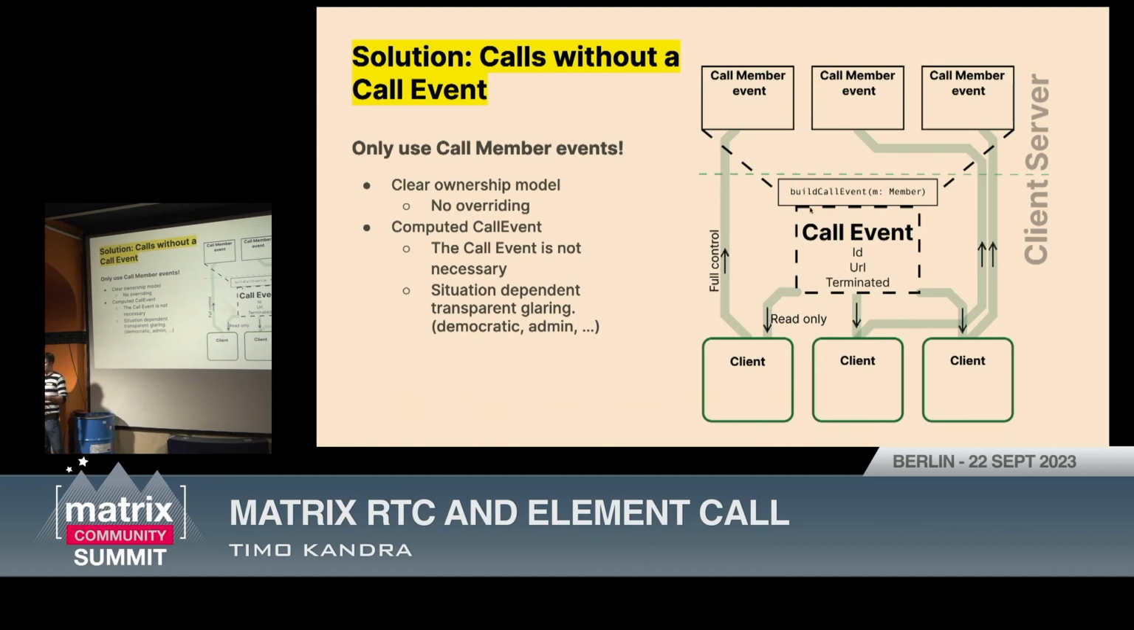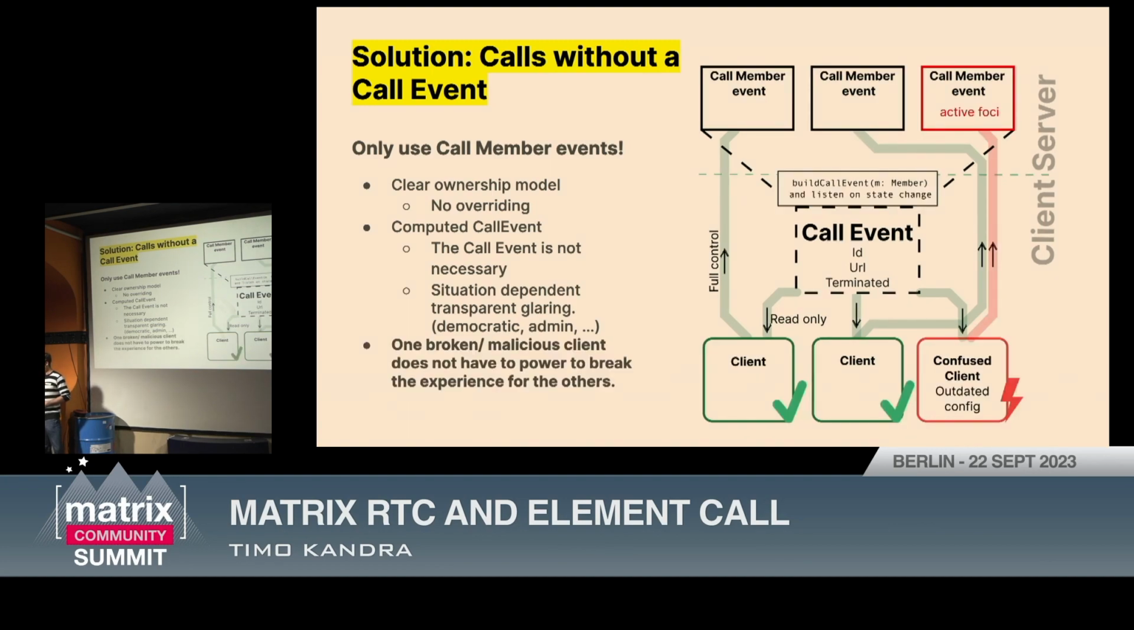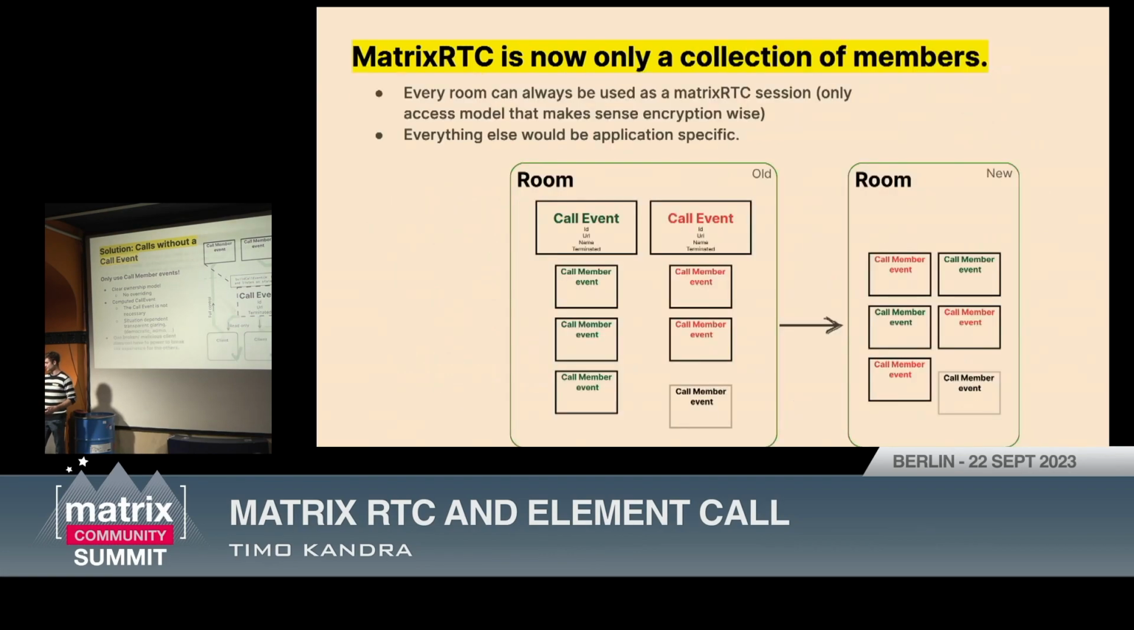So basically, application dependent, we can choose whatever is the best for our use case. And just to walk through a failure mode now, if we have a confused client again, this client messes up his or her call event and is connected to the wrong Foci, or the wrong LiveKit Selective Forwarding Unit. But it doesn't break the experience for everyone. It's just this one specific member who is then having issues. And that's a much more stable and sophisticated situation we are in, where it's much easier to move forward.